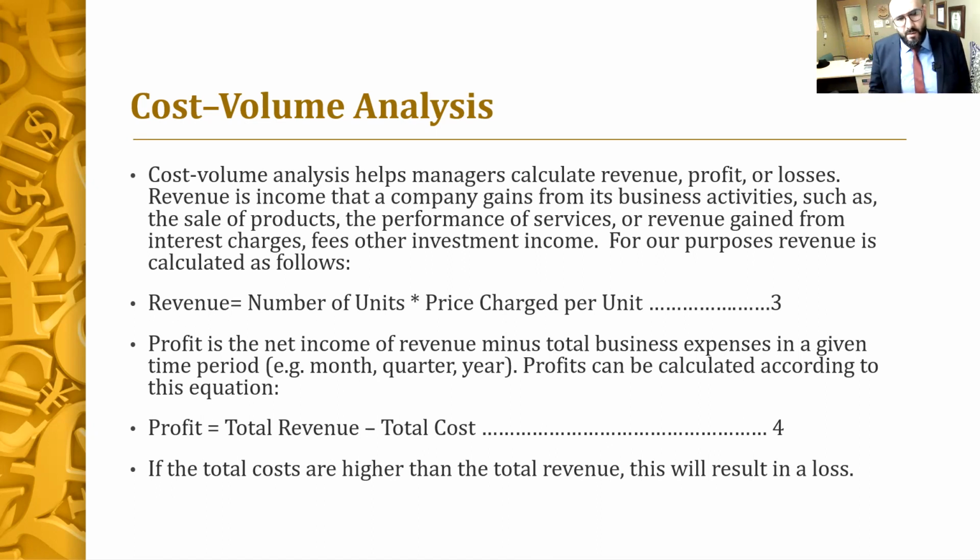The profit is the net income: revenue minus the total business expenses in a given period. If we write this as an equation, profit is equal to total revenue minus total cost. And remember, the total cost is the fixed cost plus the variable cost. To know whether we are making money or losing money, we need to compare the revenue versus the cost. If the total cost is higher than the total revenue, this would result in a loss.